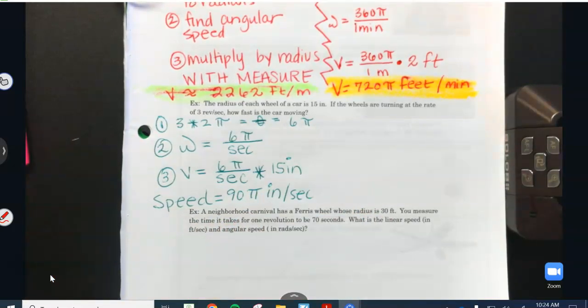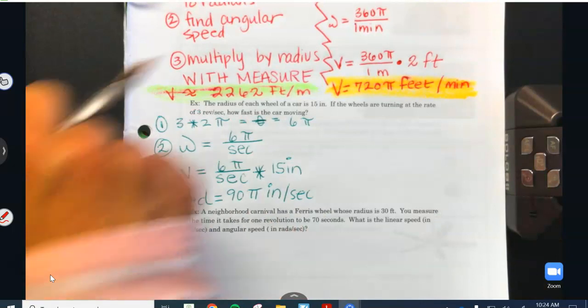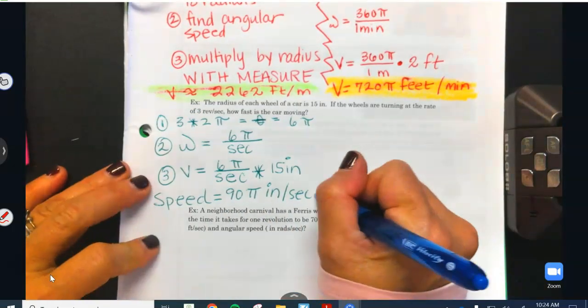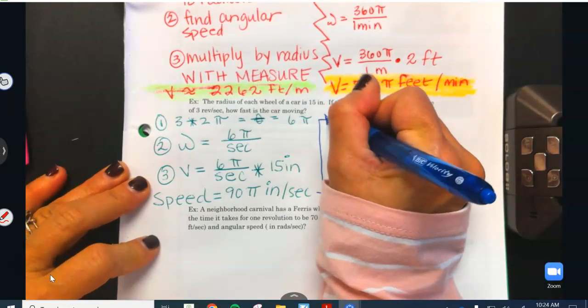So if I get pulled over on Katieland, the cop's going to say, how fast do you think you were going? I cannot say, 90 pi inches per second, because then I'll for sure get a ticket, because he knows I'm just being a smart aleck. So let's convert it. I don't know, he or she may be impressed.